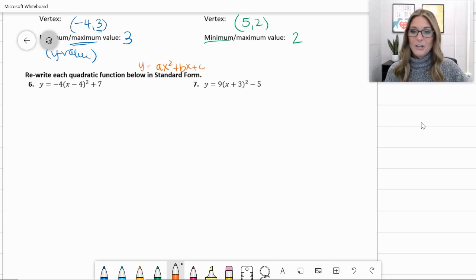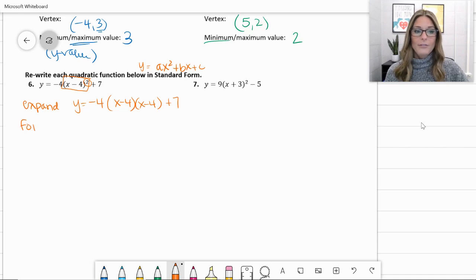So the first thing we are going to do is follow order of operations. We've got an entire set of parentheses, x minus 4 squared. What I want you to do is expand that squared. I want you to write it twice. So let's have y equals -4, and I'm going to write it twice: x minus 4 times x minus 4, right? That's what squared means. Plus 7. So I expanded out that squared piece.